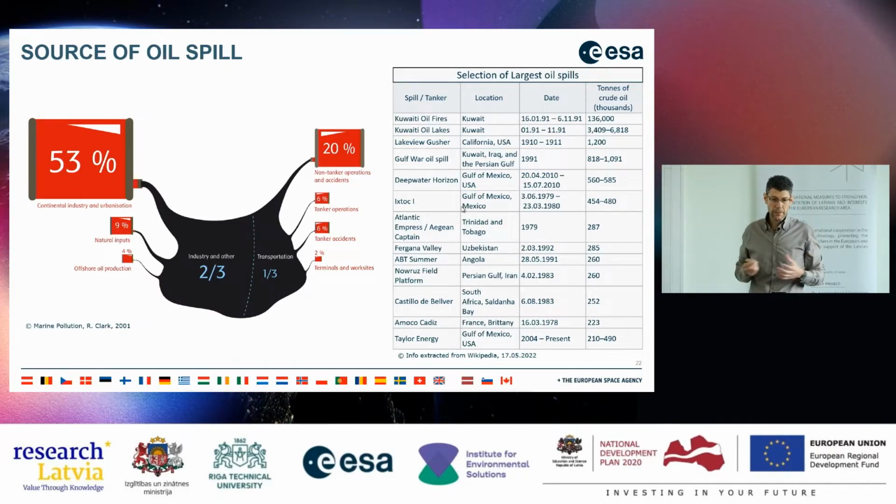So 20% is about tanker operation and accident, 6% tanker operations, 6% tanker accidents. A little amount about terminals and work sites. And on the right-hand side, you see an extraction of the largest oil spills in history. And you see the name in this list.